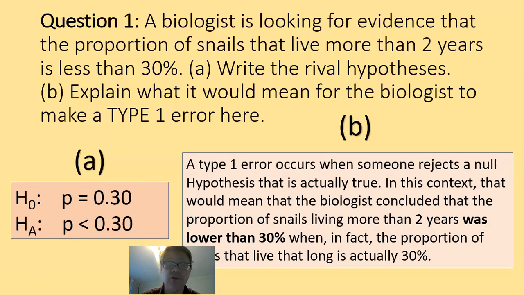That's what they've concluded. However, it's actually true that the proportion of snails that live that long is actually 30%. So they've made an error by concluding that the proportion is less than 30%, going with the alternative hypothesis, when in fact the null hypothesis was really true, that the proportion was precisely 30%. That's an example of an application of interpreting the meaning of errors.